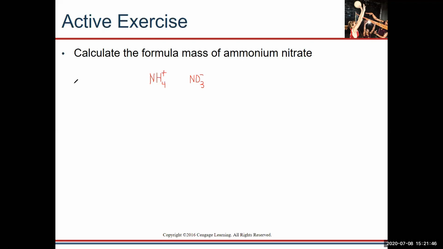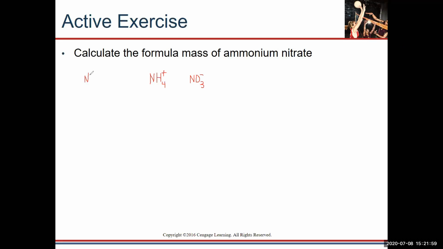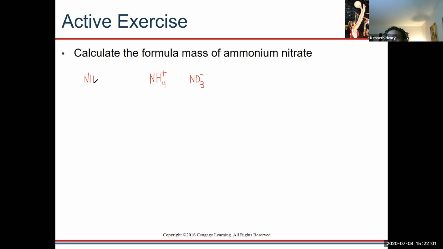I just forgot about this one. We don't use parentheses. No, we do use parentheses for this, right? I don't know. NH4, NO3. Yeah, you have to neutralize it. Okay, NH4, NO3. That is correct.